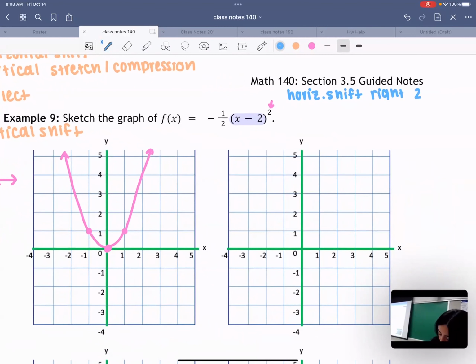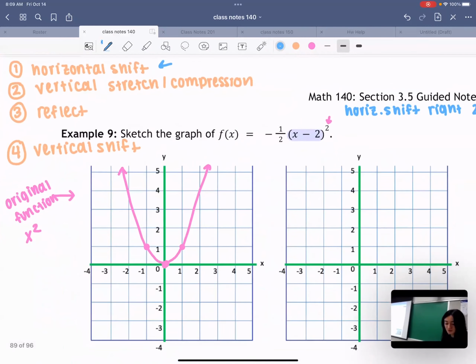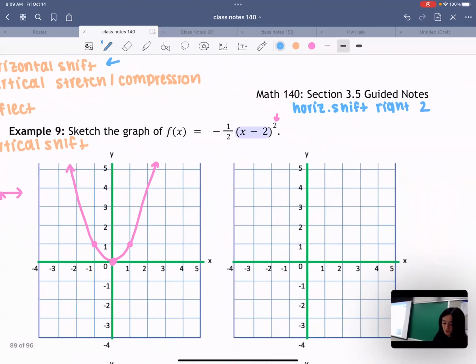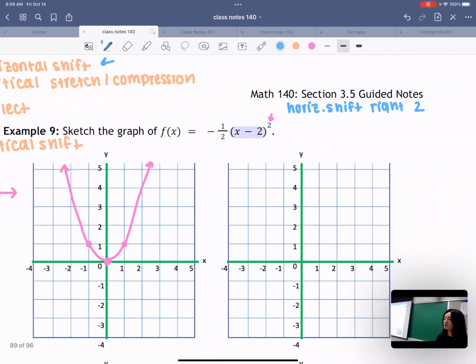So right 2. I know it's a little counterintuitive that when we subtract something, it goes to the right, and when we add it goes to the left. It's kind of just how these functions work. Okay, so we figured out our horizontal shifts. Are there any vertical stretches or compressions going on? Yeah, and how do we know that?